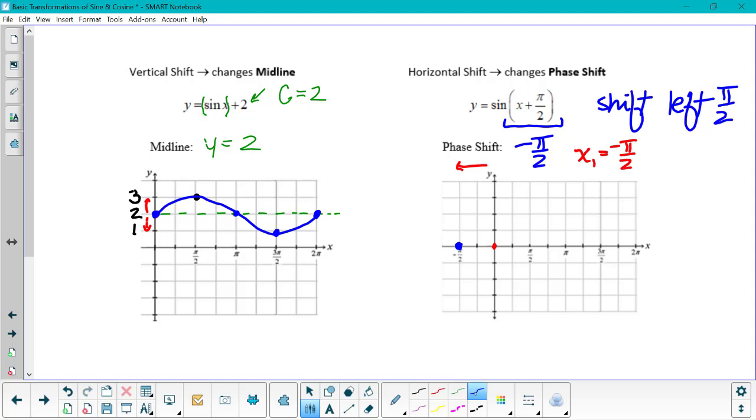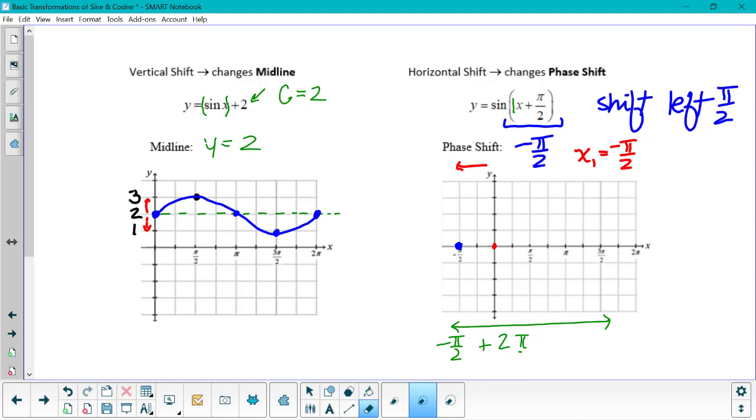Okay, so that means then where is it going to end? Well, this one still, because b is 1, has a period of 2 pi. So we're going to start at negative pi over 2 and add 2 pi to get to our end. Where is it going to end? All right, so 2 pi we know is 8 pi over 4. So we have, oh, why did I get 4? Well, fix that. That would be 4 pi over 2. So negative 1 plus 4 gives me 3 pi over 2.